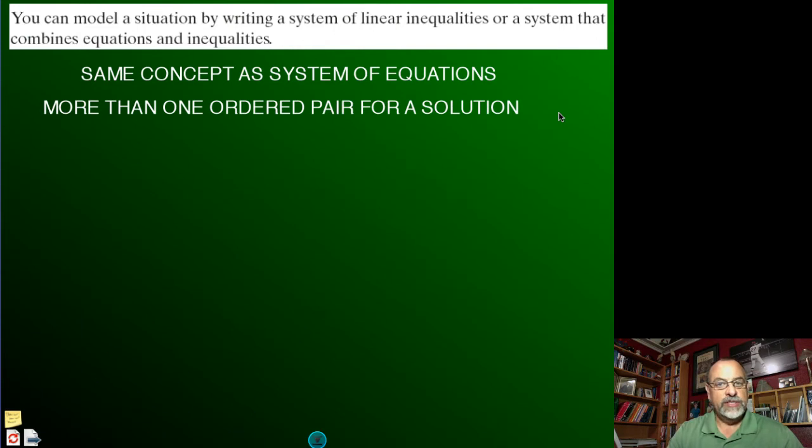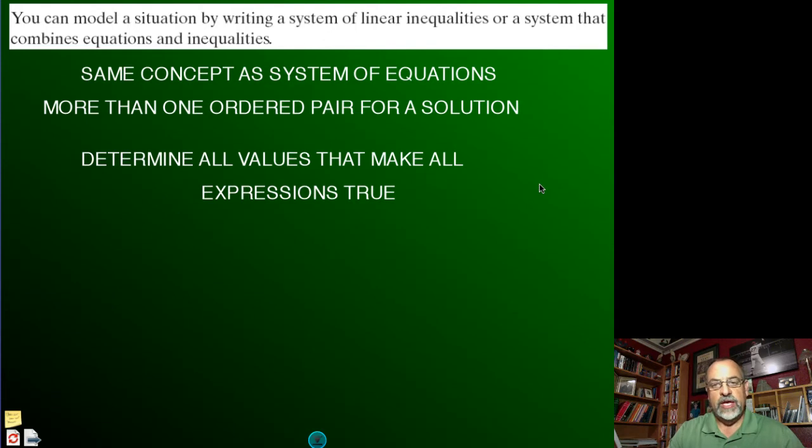Now, it's the same concept as a system of equations, except that there's more than one ordered pair that's going to be a solution. So how do we represent more than one ordered pair? Because we're trying to determine all the solutions that make the expression true, and we're going to use inequalities, there's going to be some shading involved.